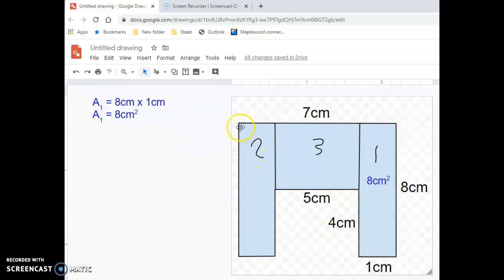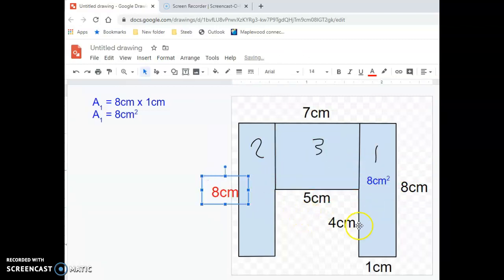I know that this unknown length right here is going to be 8 because the opposite side is also 8. So I'm going to just go ahead and label that. So this side here is also 8. And I need to figure out what this one is. So I know that this entire length at the top here is 7 centimeters. I know that this length right here is 1 because the opposite side is 1. And I know that this piece right here is 5 because the opposite side is 5.